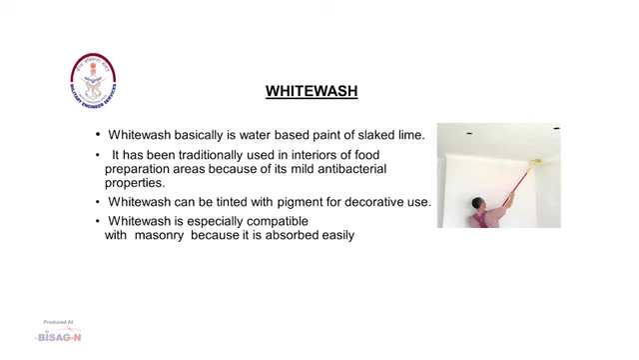First one is whitewash. Whitewash is basically a water-based paint of slaked lime. It has been traditionally used in interior of food preparation areas because of its mild antibacterial properties. Whitewash can be tinted with pigment for decorative use. Whitewash is especially compatible with masonry because it is absorbed easily and the resultant chemical reaction hardens the medium. Ceilings nowadays are generally whitewashed with 2 to 3 coats.